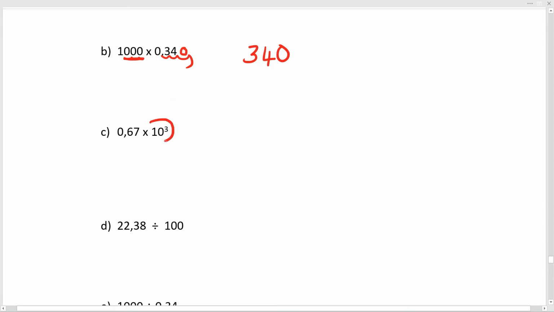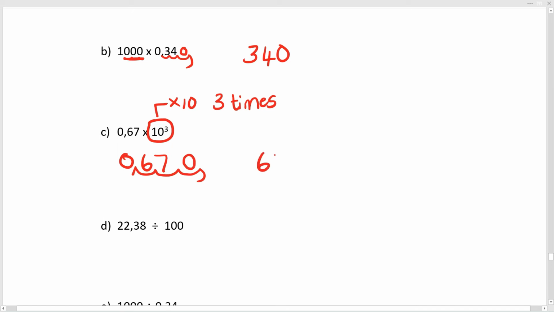Okay, this you might not have seen before. I'm timesing by 10 to the power of 3. That means you're going to times by 10 3 times. Not by 30, but by 10 and then another 10 and then another 10. So I'm going to have my 0.67 and I'm going to multiply by 10 3 times: by 10 once, by 10 twice, by 10 3 times. So it's going to have the same pattern as our previous answer where you have to put down an extra 0.